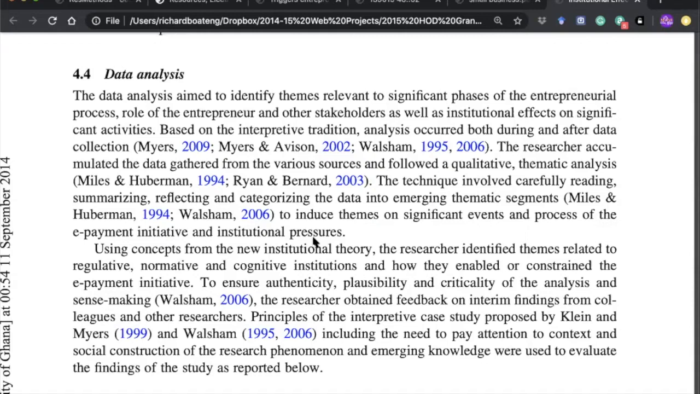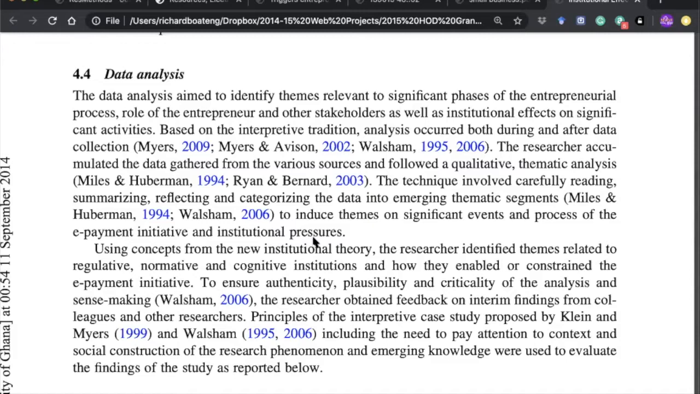So the first approach was to, first of all, look at the data. What does the data tell you? That's what he's talking about. Then, after examining what the data tells you, you put your themes together based on significant events in the data. The next step is to take the theory and look at the concepts in the theory, and use that to guide you to look for themes related to the different concepts of the theory.